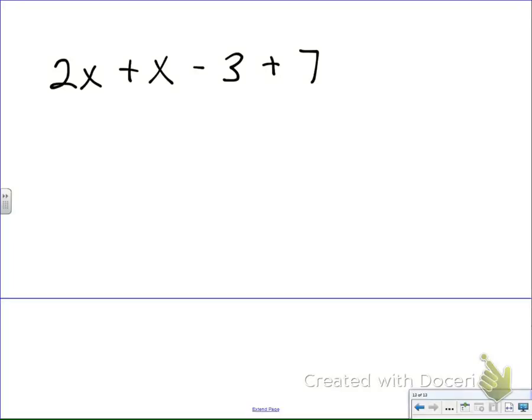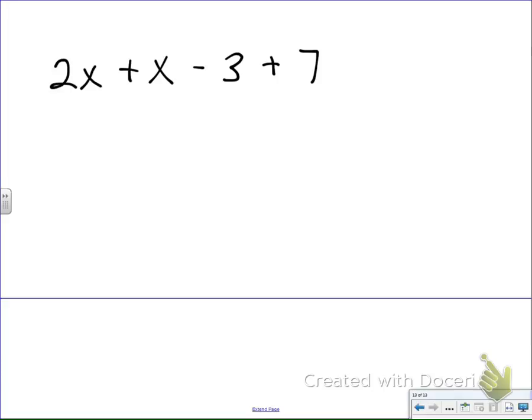Okay, now I want to talk a little about combining like terms. Sometimes when we have expressions like the one you see right here, we have a couple terms that we can actually put together to simplify this expression. So first thing we want to look for is what looks the same. I want to look at, do I have numbers that are the same? Do I have x values the same?